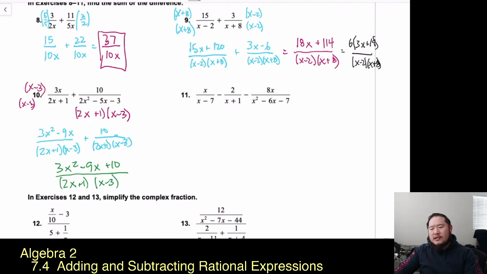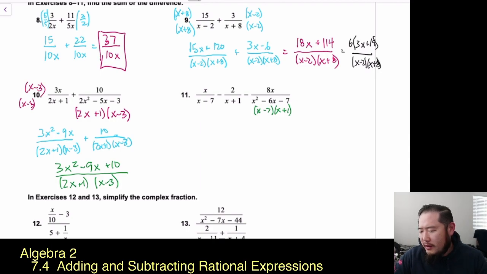All right, let's take things one step further. Take a look at number 11 real quick. So we have 3 fractions. But the thing right here is I've got this x squared minus 6x minus 7. So right there, I'm going to have to factor things out. Okay, factors of -7 that add up to -6. That right there is x minus 7, x plus 1. -7 times 1 is -7. -7 plus 1 equals -6. All right, so there you go.